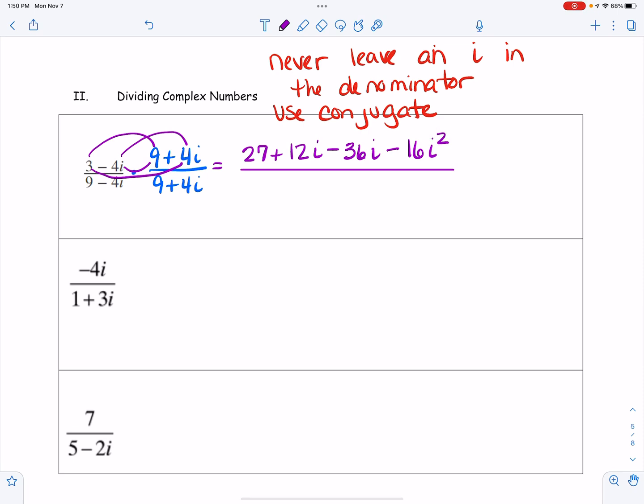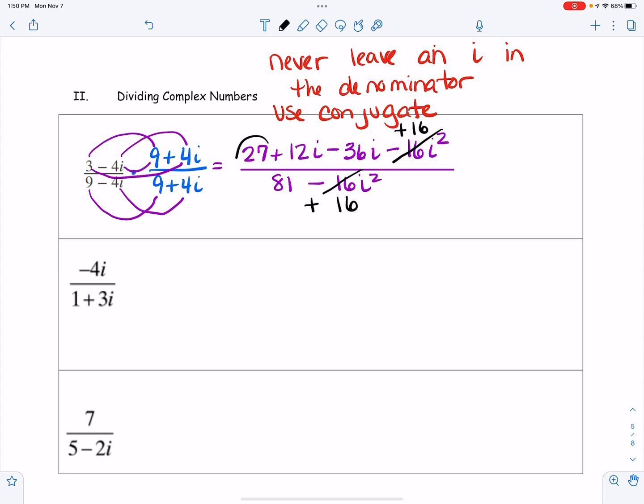And I recommend that you write everything down before you start to simplify. Then in the bottom, we just have to do the first, 9 times 9 is 81, and the last to get negative 16i squared. Now, everywhere I see an i squared, that is going to change the sign of the coefficient and eliminate the i squared, because remember, I'm replacing i squared with a negative 1. So negative 16i squared becomes positive 16.